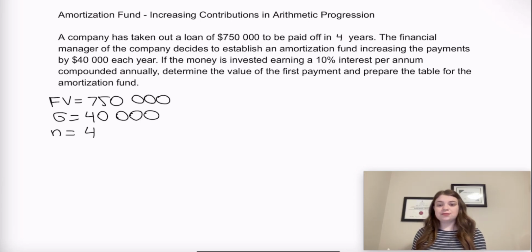And then the interest rate per period is going to be I. In this case, it says that there's a 10% interest per annum, and we are making payments every year. So therefore, 10% is fine. We don't need to adjust that in this case.